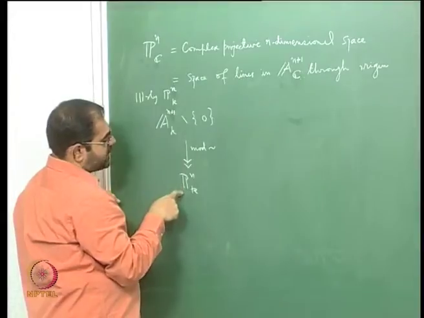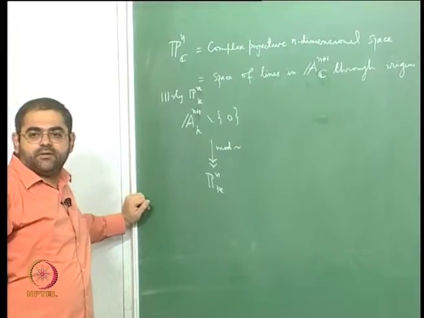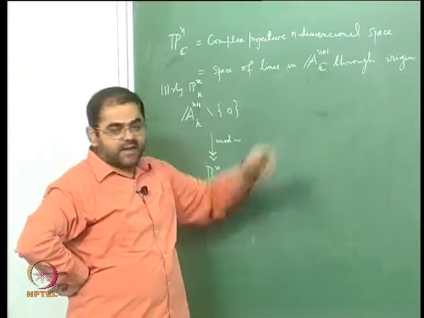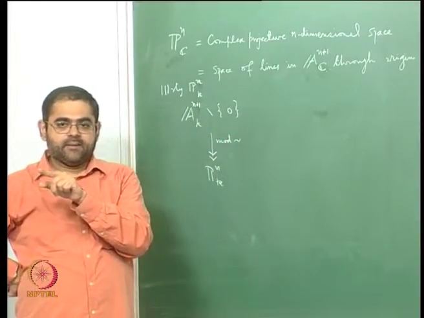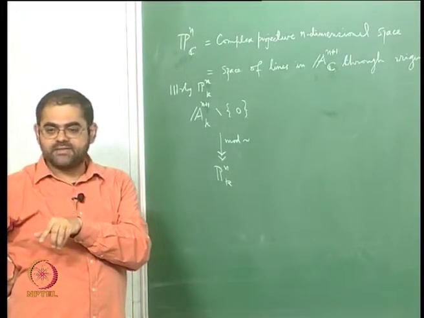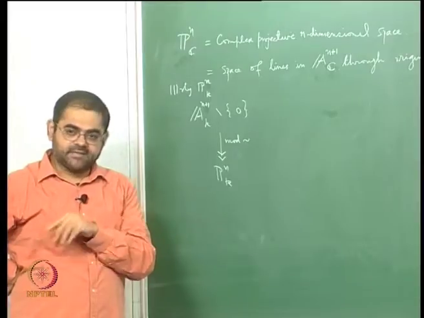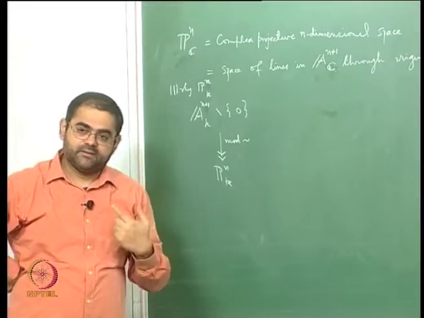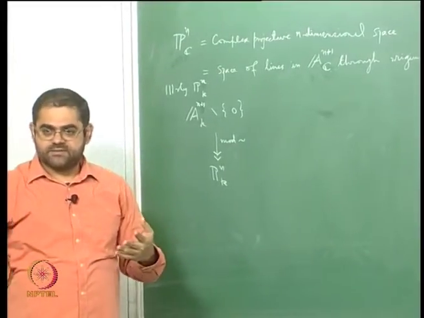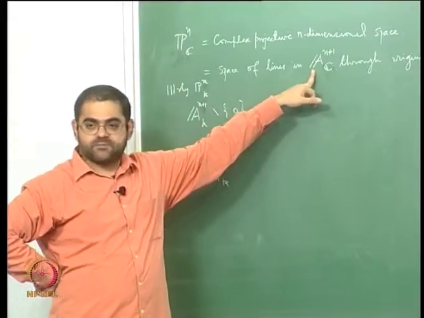And how do I get it as a space? The reason I have to consider lines in n+1 space is because I want an n dimensional object, and if I take lines in n space, by taking lines I am cutting down by one dimension, so the resulting space will be n-1 dimensional. So if I take the space of lines in n space I will get an n-1 dimensional space, because I am actually modding out by scalars. So if I want an n dimensional projective space I should take lines in n+1 space.